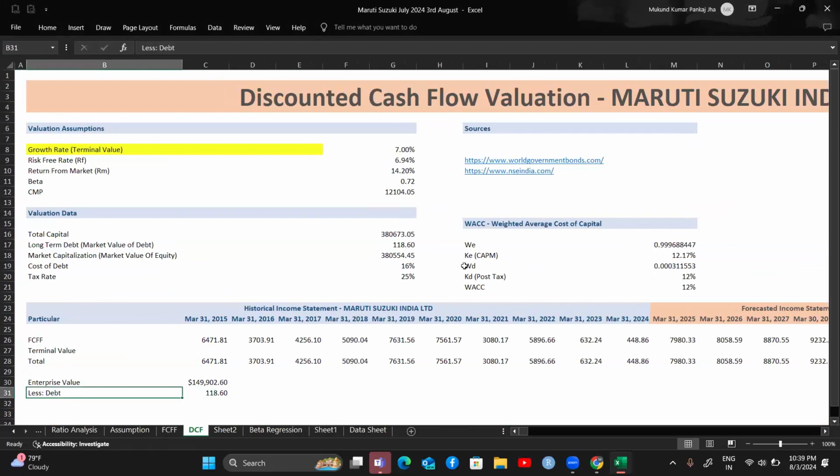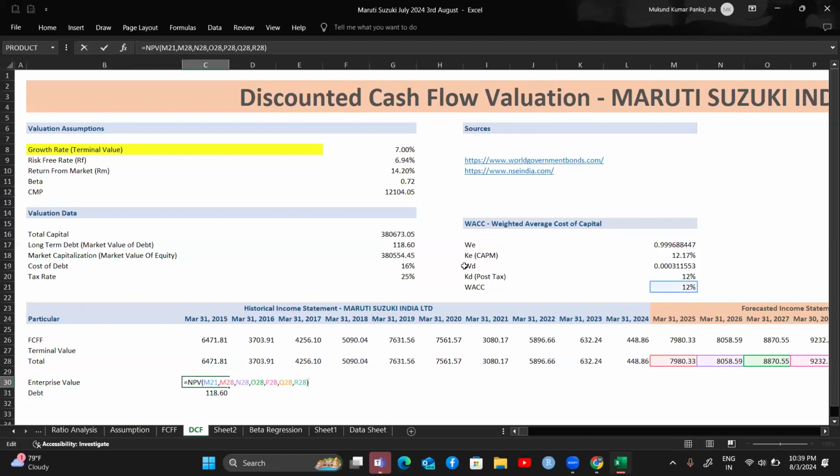What was the formula for enterprise value? Market value of equity plus debt minus cash. Why is WACC used as rate? Because enterprise value is the value of the whole firm. What is the return to the whole firm? Weighted average cost of capital.